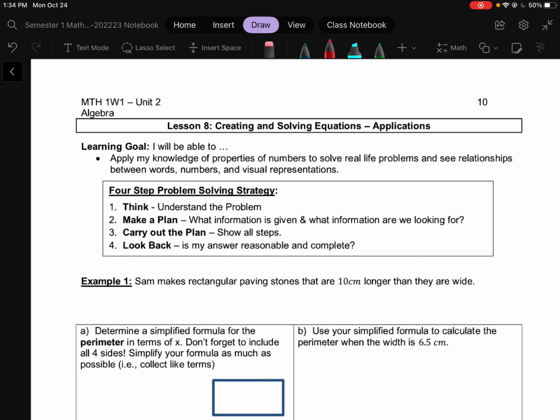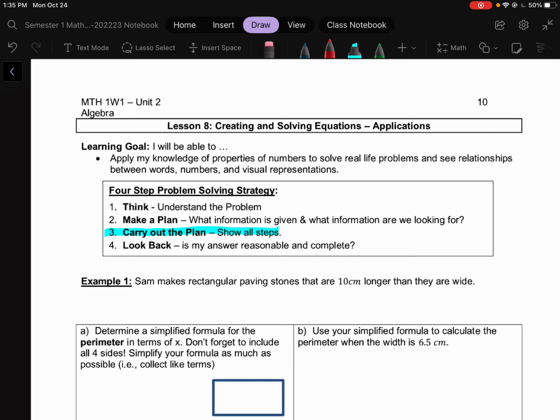So there's always going to be a 4-step problem solving strategy. So I want you to always think about the problem and understand what is going on. I want you to make a plan accordingly. So what is it being asked? What are we looking for? And always organize your notes like that. And then carry out the plan. Always show all your steps. This is so important in order to get full marks. And then look back. Always check your answers. Is your answer reasonable? Is it fully complete? Am I answering all the steps that is needed?